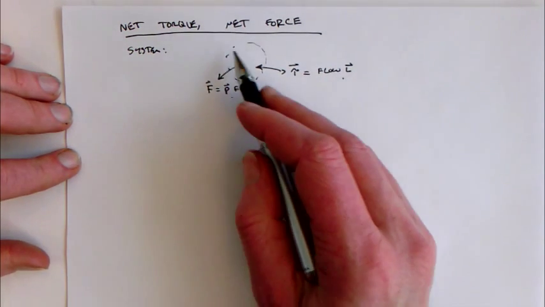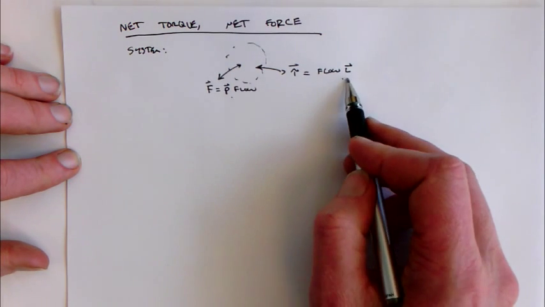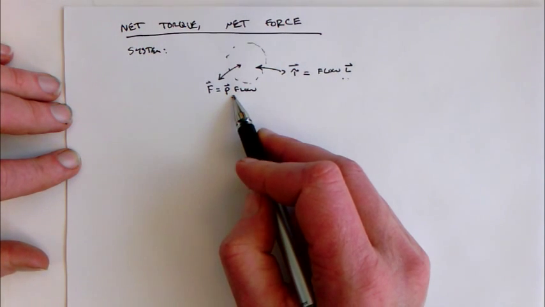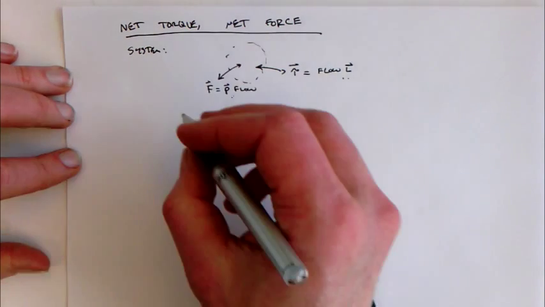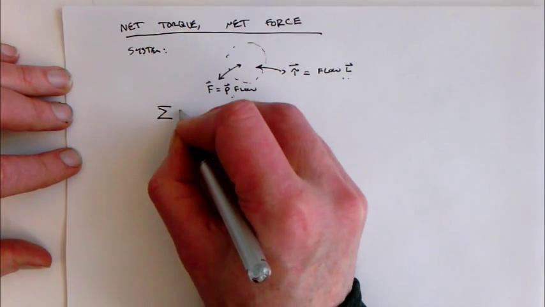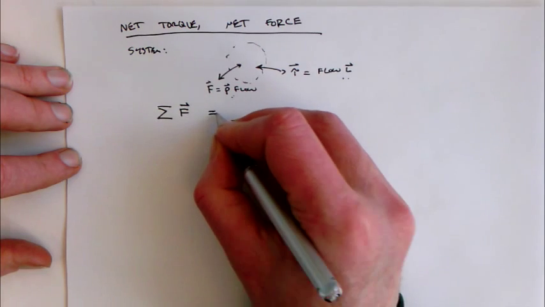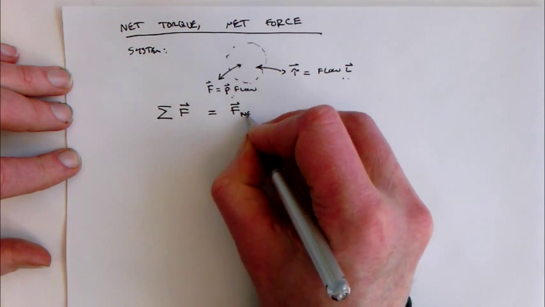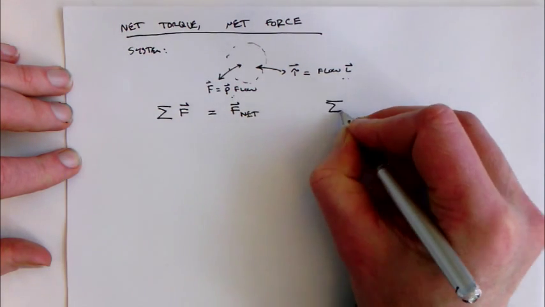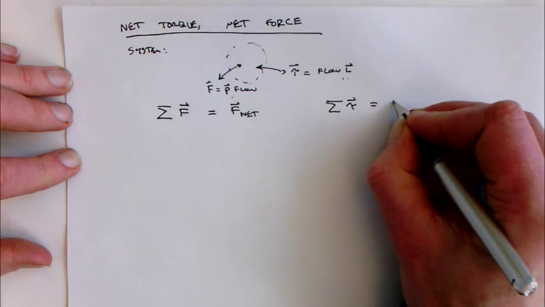And so any torques applied to the system yield a change in angular momentum. Any forces applied to the system yield a change in the linear momentum. So it really makes sense to talk about the sum of all the forces on the system. This is the net force on the system. And the sum of all the torques on the system is the net torque.